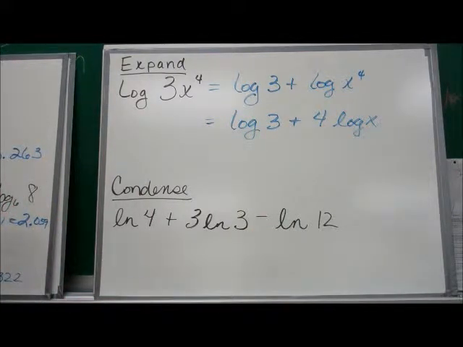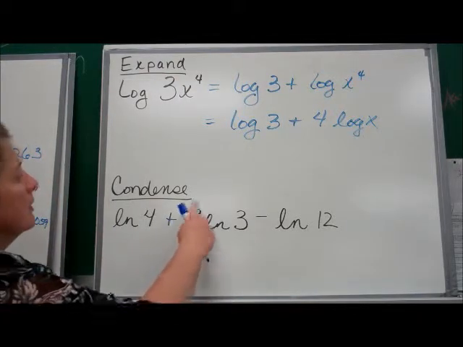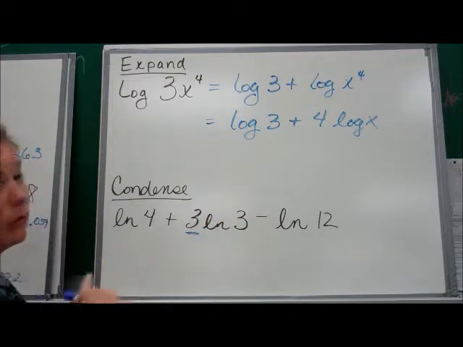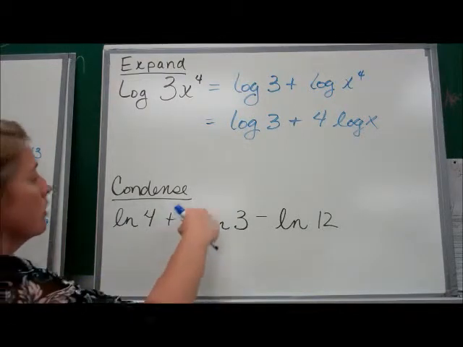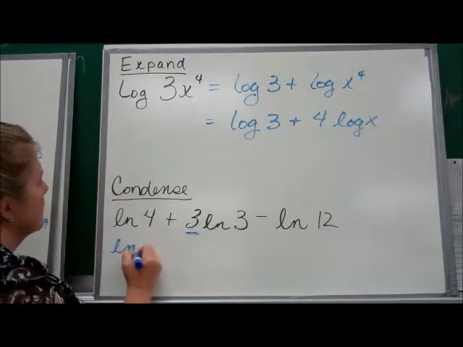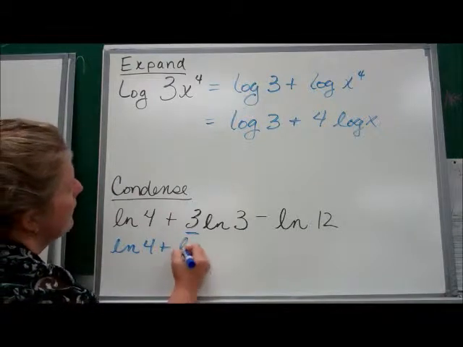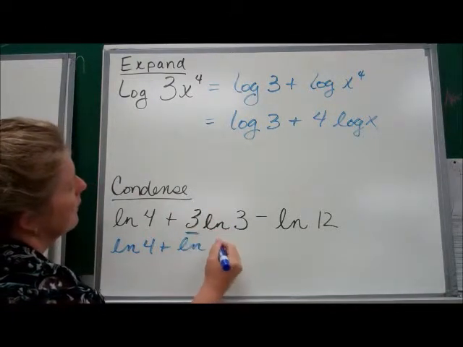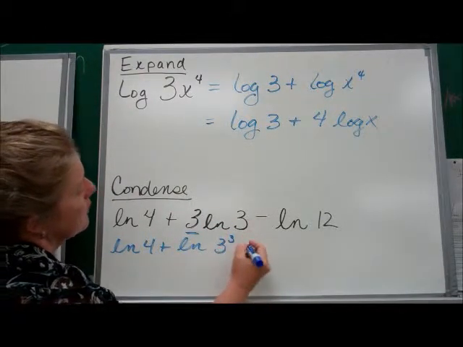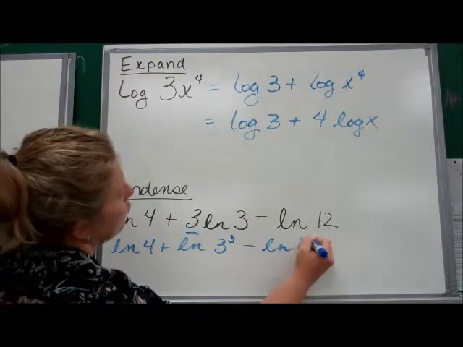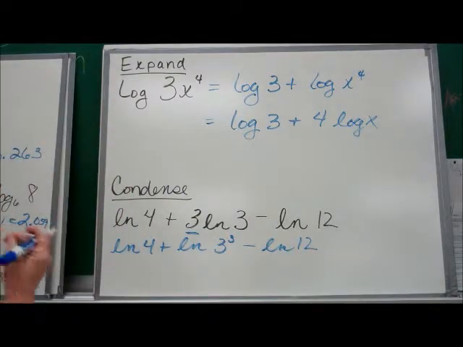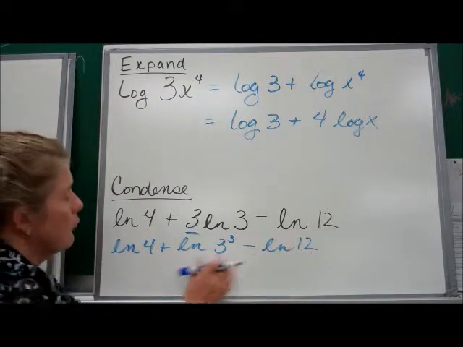The first thing we need to deal with is that right there. We need to take that and make it, it's the reverse of the power property. So we're going to make it the exponent. So it's the natural log of 4 plus the natural log of 3 cubed minus the natural log of 12. Now we work from left to right.